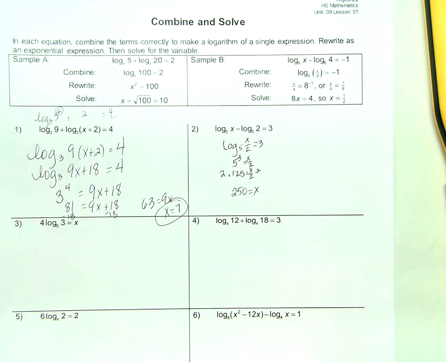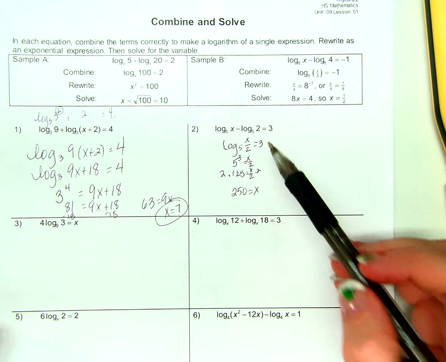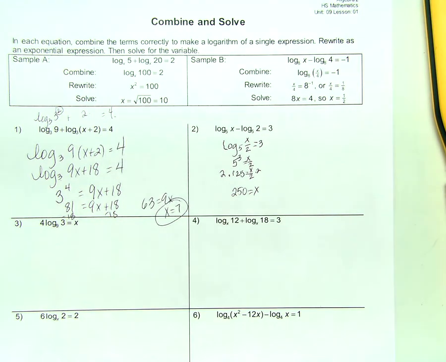Is that right? Log base 5 of 250 minus log base 5 of 2 equals 3. Now, can we check this one the same way we checked that one? No, we can't, right? We've got to use a calculator to check this one. Do it real quick for me, please.